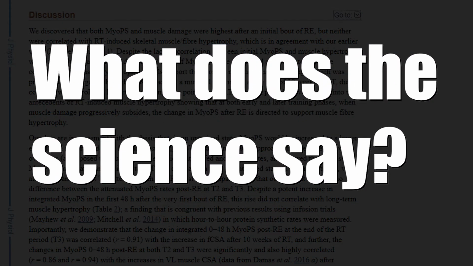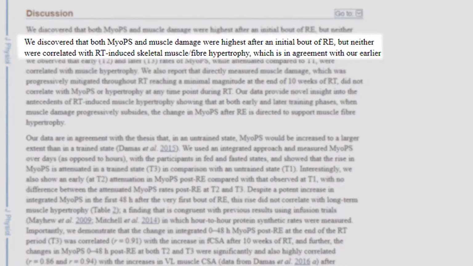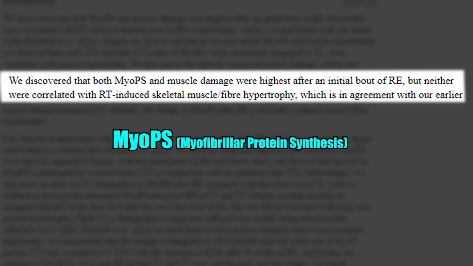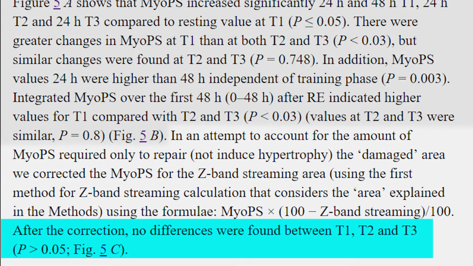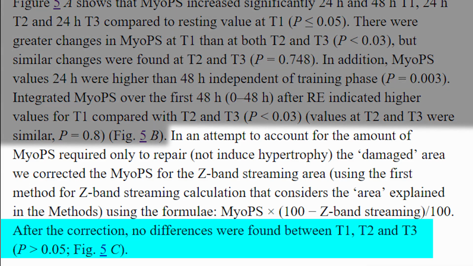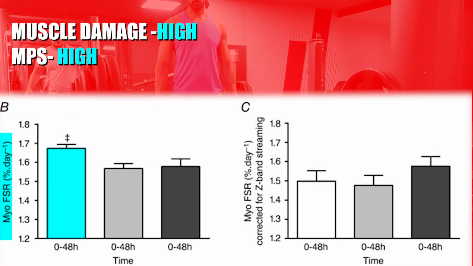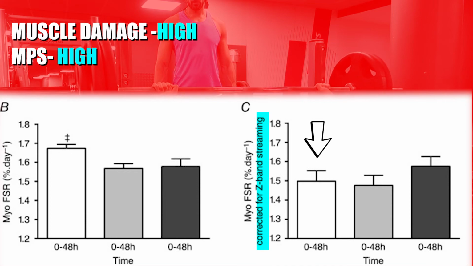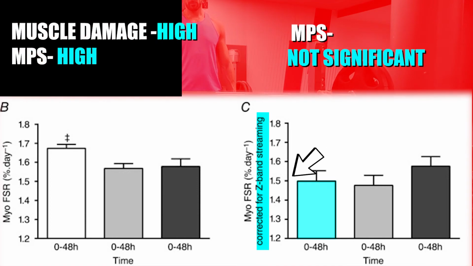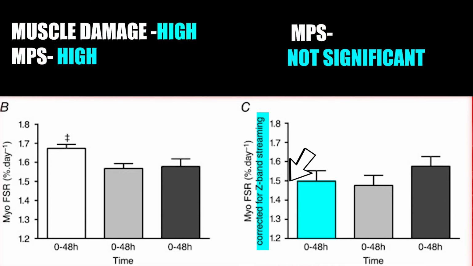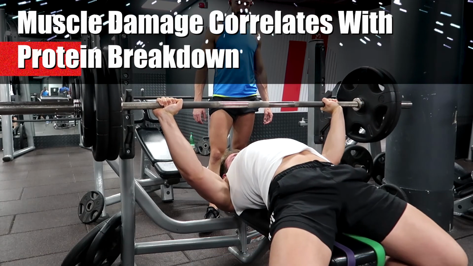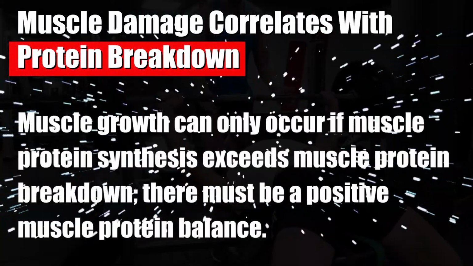So if we look at the first scientific study, they wanted to see if myofibrillar protein synthesis and muscle damage were correlated to muscular hypertrophy. Now, if we look at figure B, we can see that muscle damage is quite high, but so is muscle protein synthesis, right? However, if we look at figure C, once we correct for muscle damage, muscle protein synthesis and muscle growth is not significant anymore. Muscle damage actually correlates with protein breakdown as well, not muscle growth itself.